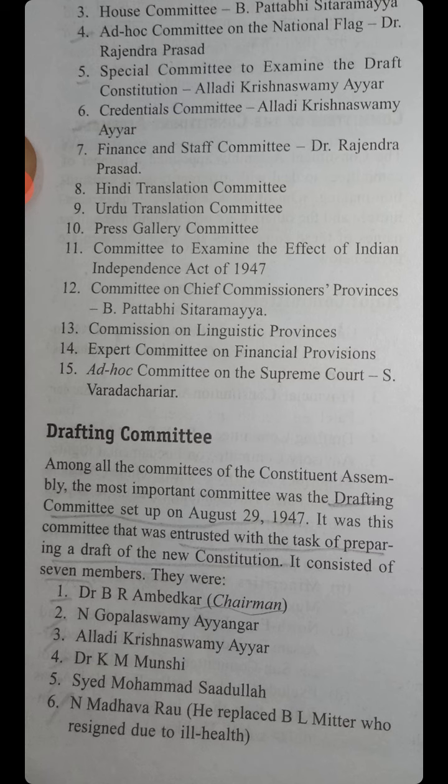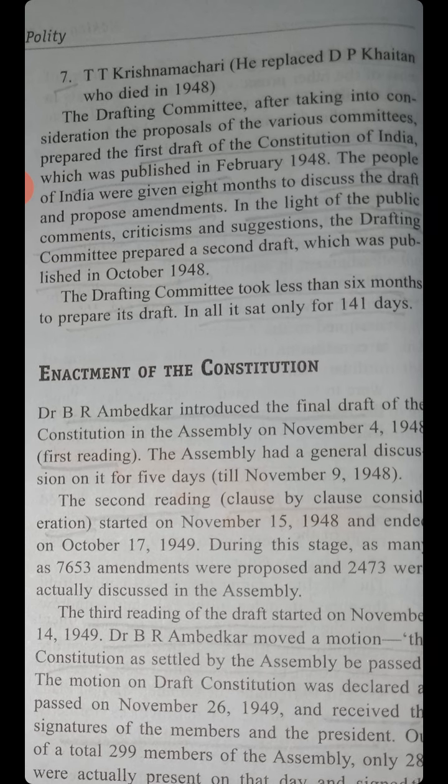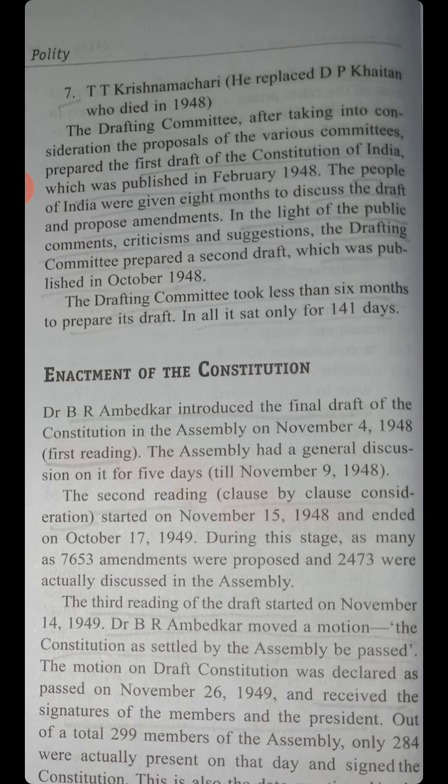It consisted of 7 members. They were Dr. B.R. Ambedkar as chairman, N. Gopalaswamy Iyengar, Alladi Krishnaswamy Iyer, Dr. K.M. Munshi, Syed Muhammad Saadullah, N. Madhava Rao, who replaced B.L. Mitter, who resigned due to ill health, and the 7th member was T.T. Krishnamachari, who replaced D.P. Khaitan, who died in 1948.